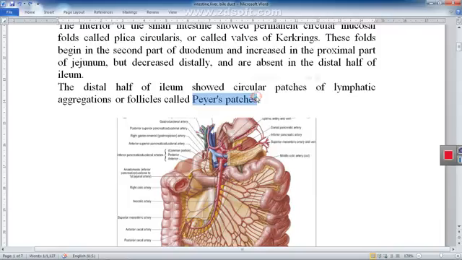These lymphoid aggregates are also present in the wall of the small intestine, the proximal ileum and elsewhere, but they are not seen because of the plica circularis folds covering them or disturbing the vision of them. But in the distal half and the distal parts of the ileum, because the plica circularis are absent, you can see easily the Peyer's patches, which are circular patches of lymphatic aggregates.